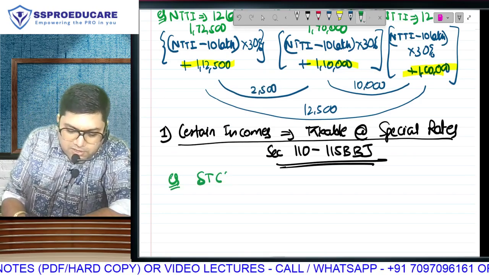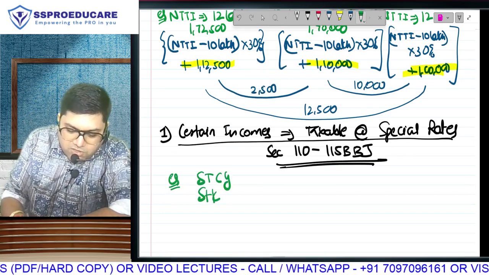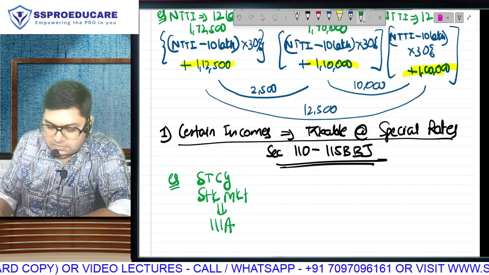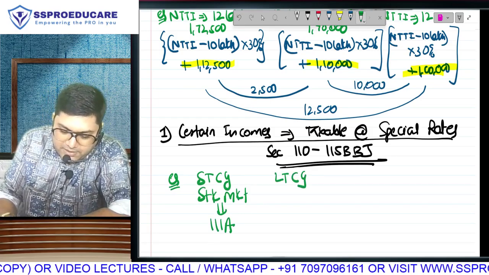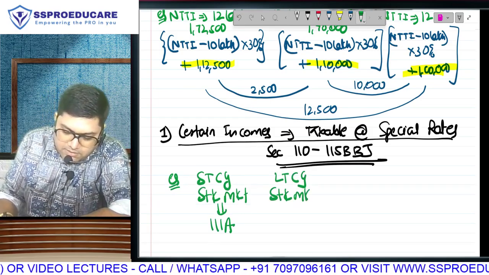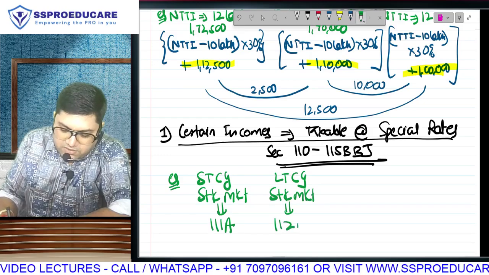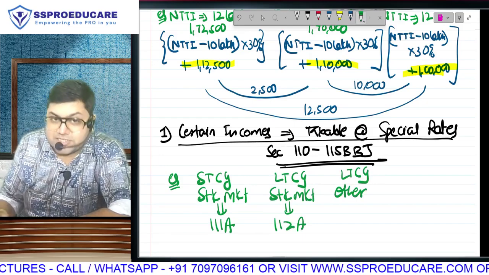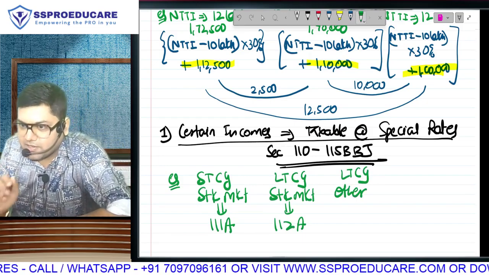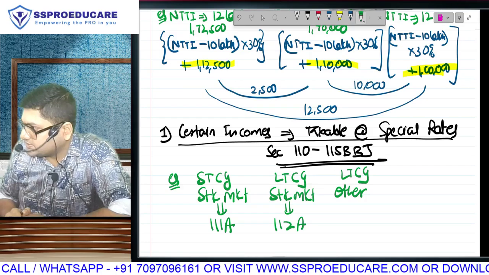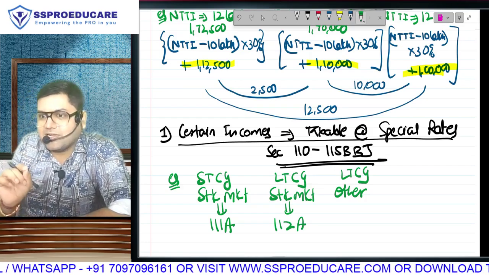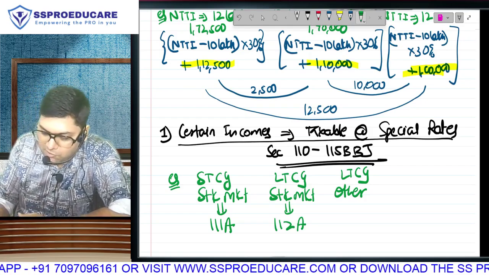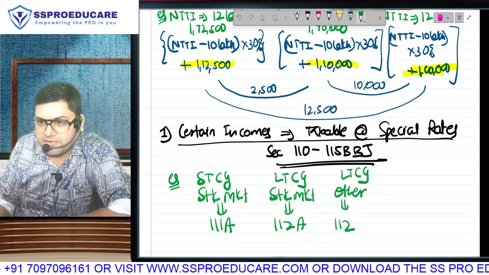If you earn short-term capital gain in stock market, there was a section 111A. If you earn long-term capital gain on stock market, there was a section 112A. Short-term comes in special rate only for stock market. Other short-term capital gain goes in normal rates. But long-term capital gain will always come in special rate. Stock market has 112A and outside stock market we have 112.